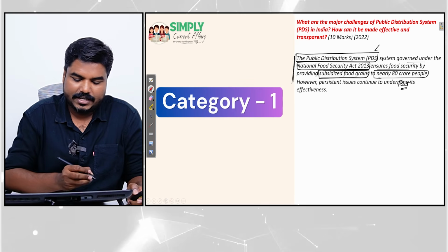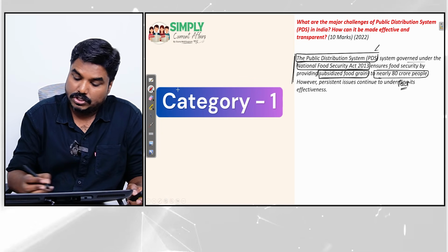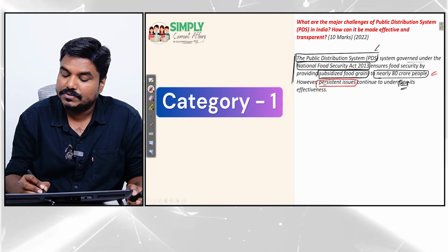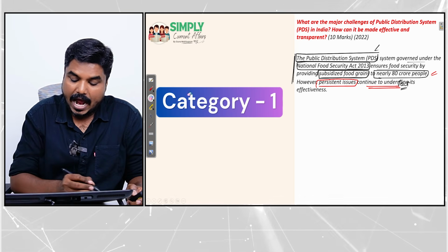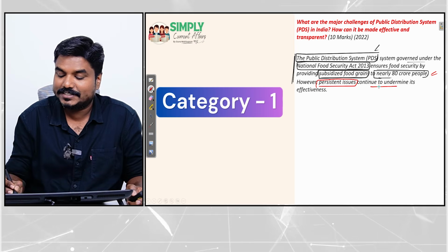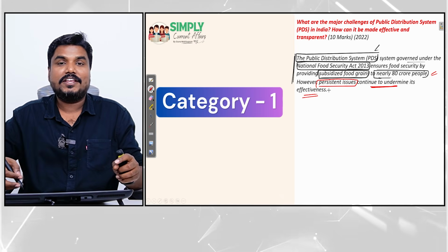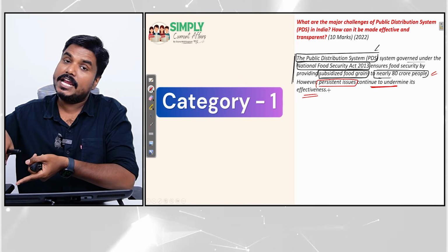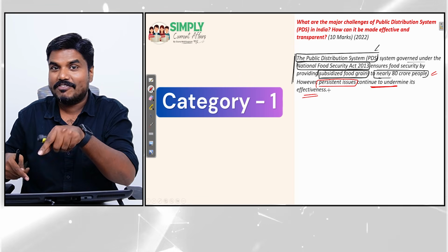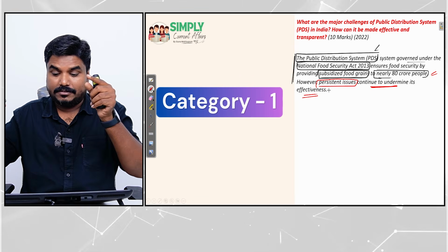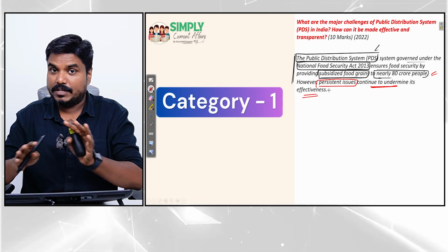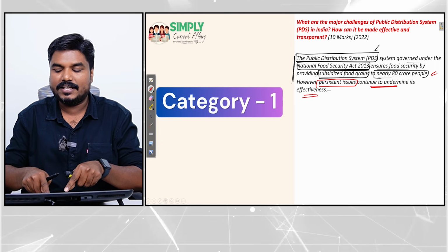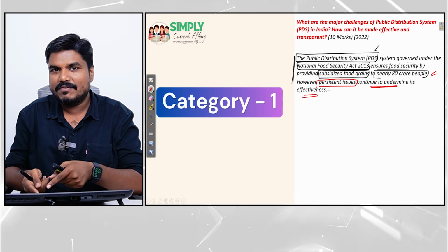So look, the linking part. However, it is so significant. However, there are persistent issues that continue to undermine its effectiveness. So PDS is so significant. Why is it so significant? Because it is helping 80 crore people. Okay, I am putting a fact there, and this is so significant, so there should not be any problem, but there is a problem. There are some issues which undermine the effectiveness. So now I have given the link.